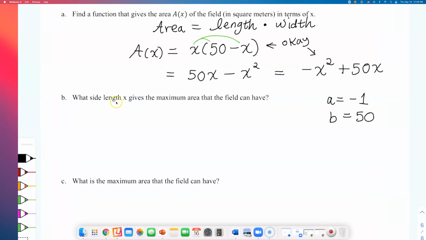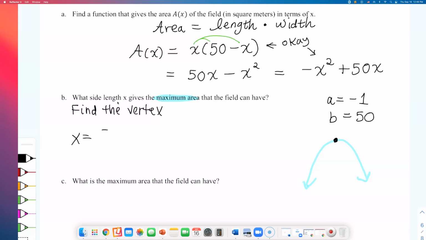What side length x gives the, what's the keyword? Maximum area. So we know this graph will open downward because a is negative, so it will definitely have the highest point. Because if a parabola looks like that, opening downward, the vertex is where we have the maximum. So whenever they ask you to find the minimum or maximum, find the vertex. And they did specifically ask for the x value, which is one side of the rectangle.